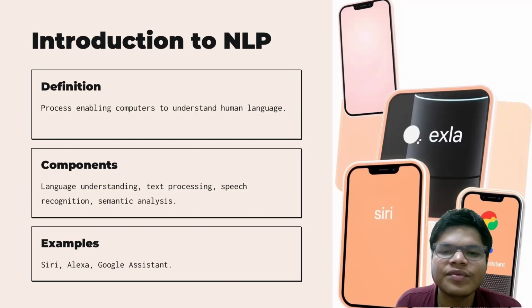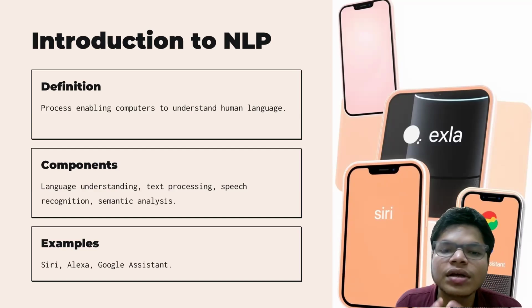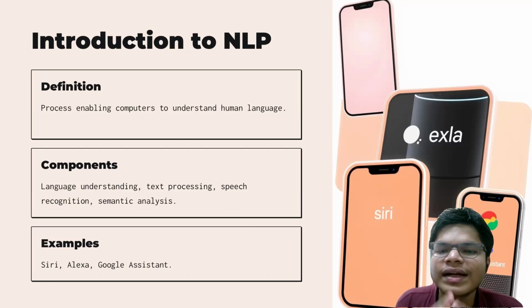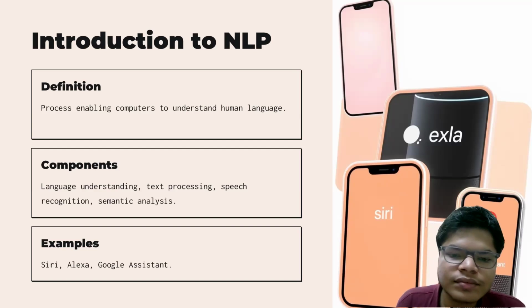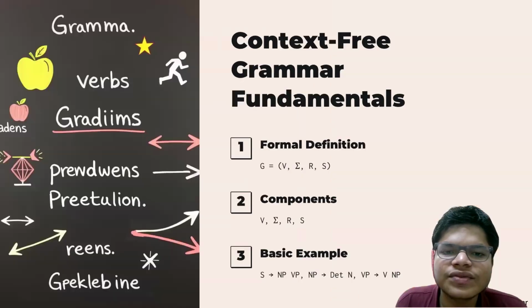Examples of NLP are voice helpers like Siri, Alexa, Google Assistant. They can talk to us and help us with tasks because they use natural language processing. Context-free grammar is one of the tools that helps these systems understand our language. So now let's learn about context-free grammar fundamentals.